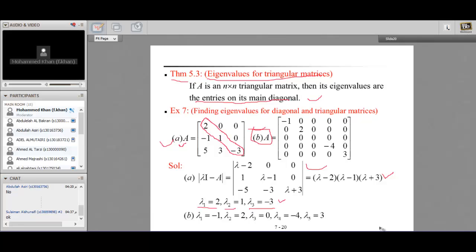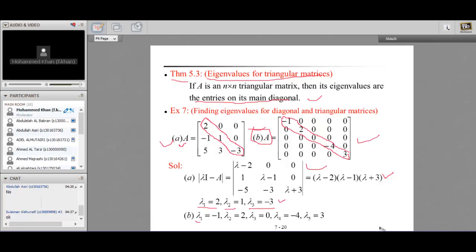there is a matrix given here, and you have to find the eigenvalues of this big matrix. There is no need to solve a big matrix. Just see what the diagonal elements are in the matrix. These are the diagonal elements: minus 1, 2, 0, 4, and 3.